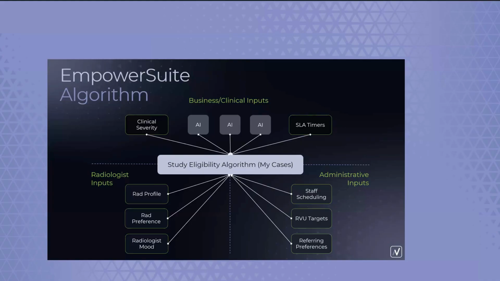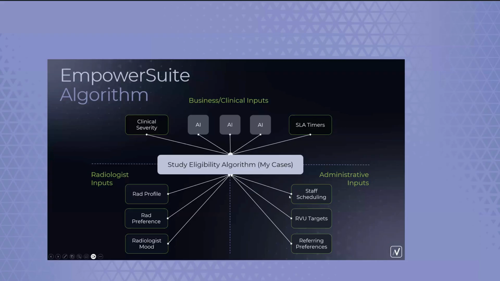So the first piece, and of course most urgent, is going to be that business, contractual, or clinical patient-focused urgency reading, right? So clinical severity, integration with various AI algorithms, or exams that are coming up against an SLA timer. This is the most urgent, top of the list as it relates to the case, patient urgency, etc.